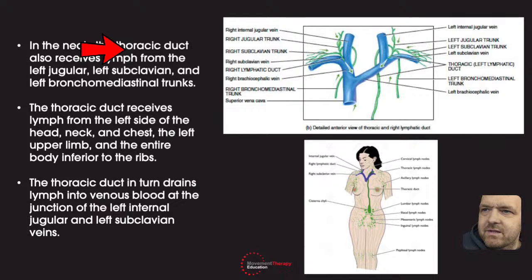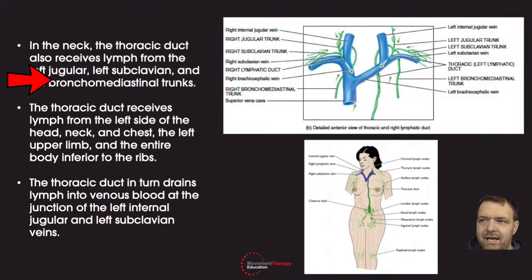In the neck, the thoracic duct also receives lymph from the left jugular, left subclavian, and left bronchomediastinal trunks. So that's all this region here, all this green network here. Yeah, so that's the thoracic duct. So that line there is that bit there. If you followed that line all the way down, then it would go down into the cisterna chyli. So hopefully that links those two pictures. So that there is linked to this.